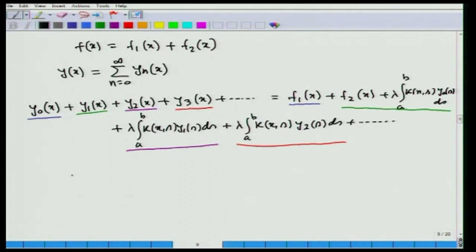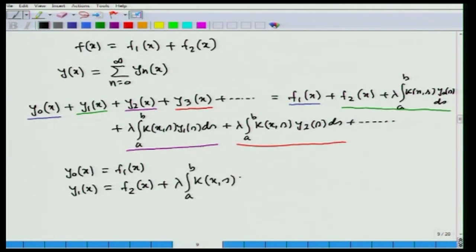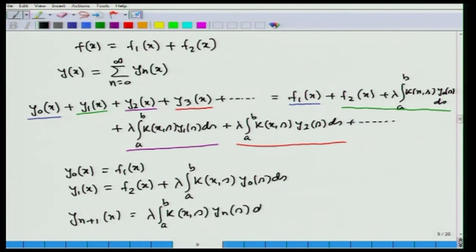So, in this case, we will be having these results, that is y_0(x) = f_1(x), then y_1(x) = f_2(x) + lambda integral a to b k(x, s) y_0(s) ds, and then the rest of the iterates will be y_{n+1}(x) = lambda integral a to b k(x, s) y_n(s) ds.